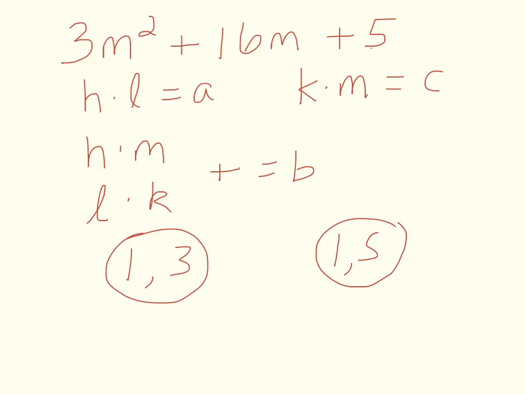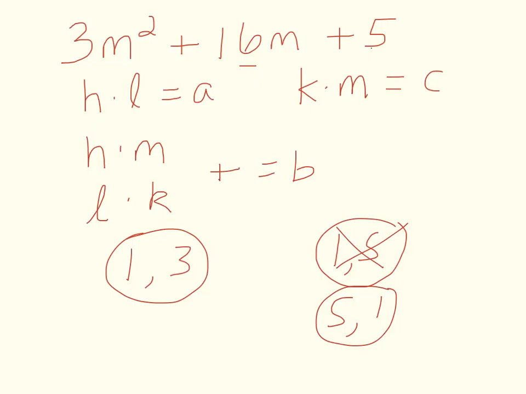Now our job is just to figure out which outer pair and inner pair, if any, produces the 16 up here, the b term. Okay? So as they're listed, our outer pair is 1 and 5. 1 times 5 is 5. 3 times 1, the inner pair, is 3. 5 and 3 only gives us 8. We need 16. So what we want to do is reverse one of these. I'll switch the second pair here, and just for reference, cross those out.